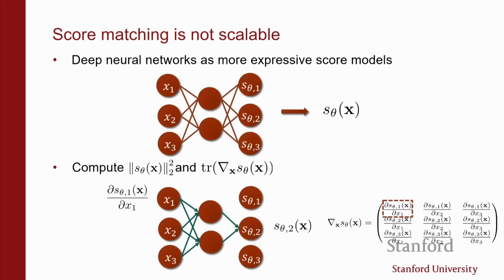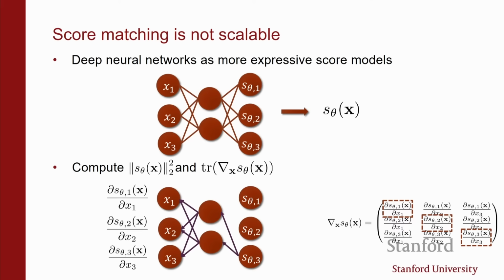And then you need to compute this element here on the diagonal. You need to compute the partial derivative of the second output with respect to the second input. And then you need to compute the partial derivative of the third output with respect to the third input. Then you have to sum up these 3 numbers, because you need to sum up the elements on the diagonal of this matrix.